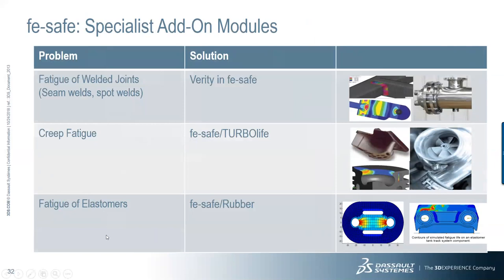In addition to this, we have three different add-on modules. One add-on module is fatigue of welded joints, which is used to study the fatigue of welds. The product we call Verity in fesafe, and my colleague Murtaza will be explaining something about Verity in fesafe after I finish. Also, fatigue of elastomers can be used to study rubber fatigue type problems, and the product which we use is fesafe rubber. So all these three different products are basically add-on products. It doesn't come with the standard fesafe license. It is an add-on module.